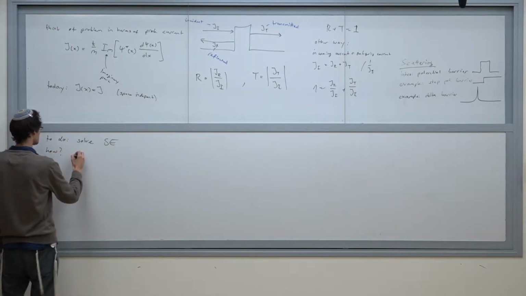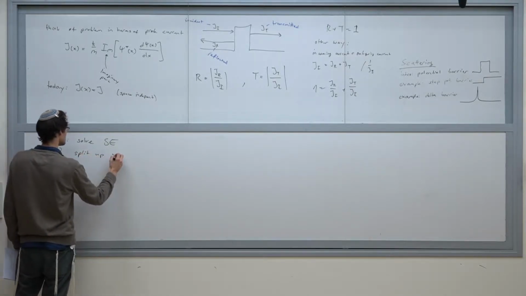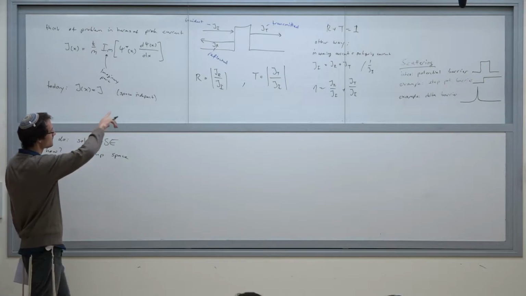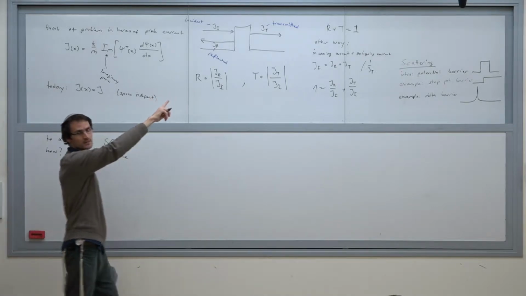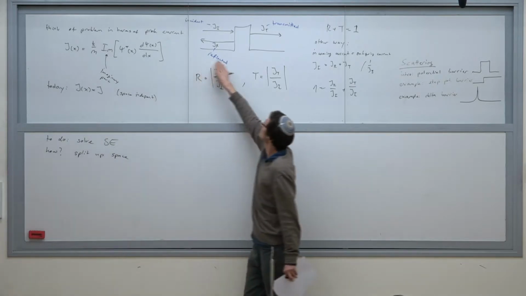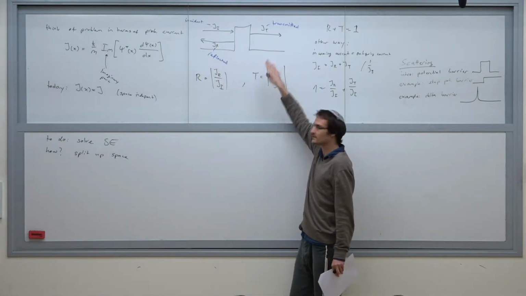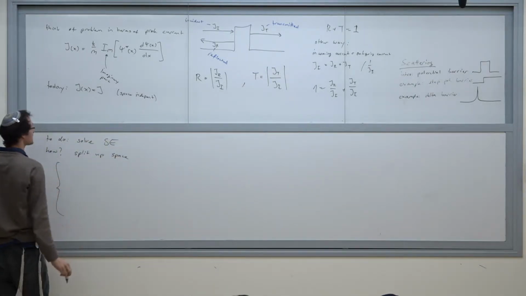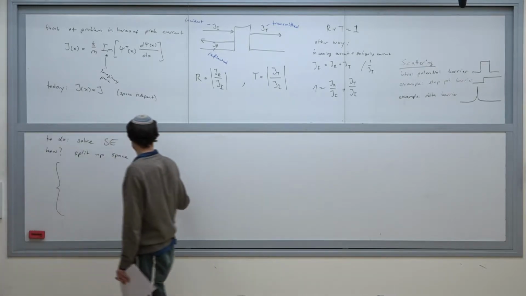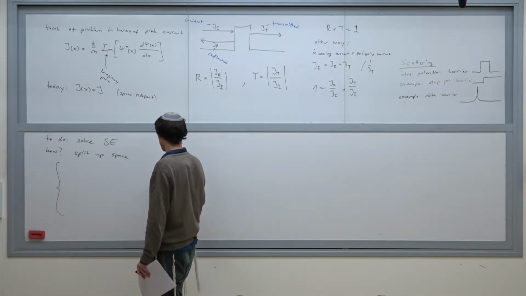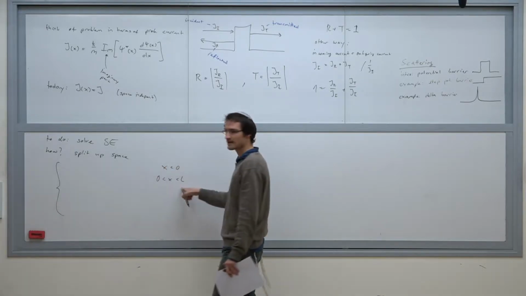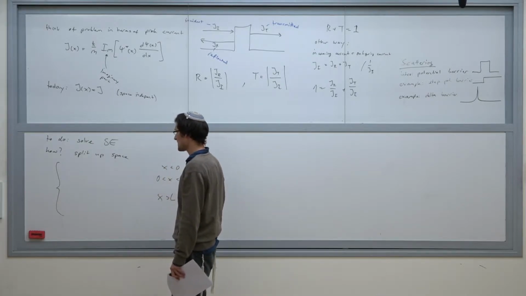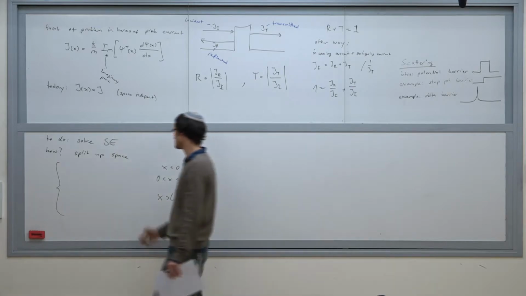We split up space. What do I mean by this? Notice that the potential changes abruptly in space. It's 0, then suddenly it becomes V0, and then it becomes 0 again. It's a very abrupt change, which is why we want to solve the Schrödinger equation 3 times. We want to solve it in the area where x is smaller than 0, in the area between 0 and L, where there's the higher potential, and then again at x larger than L. And the Schrödinger equation looks different in each place.